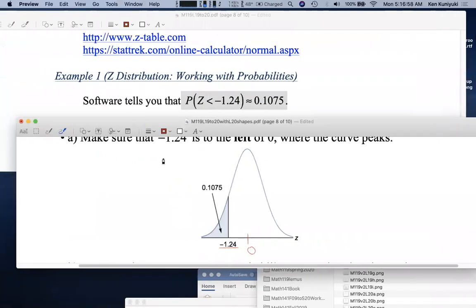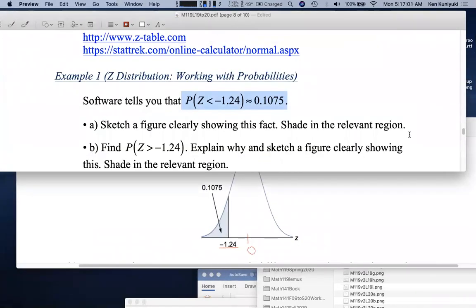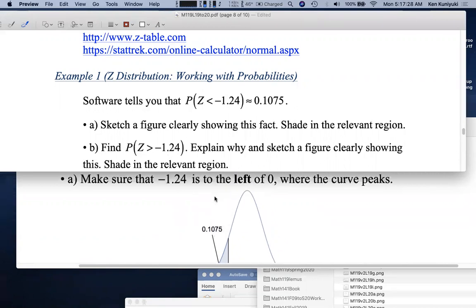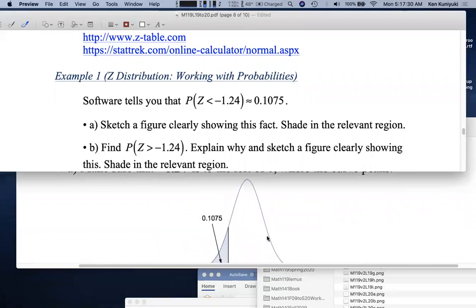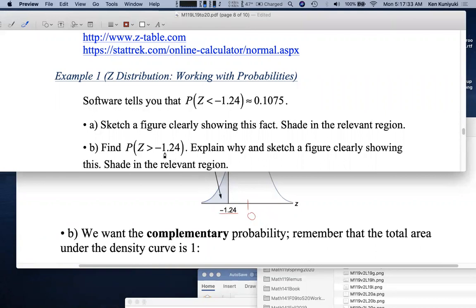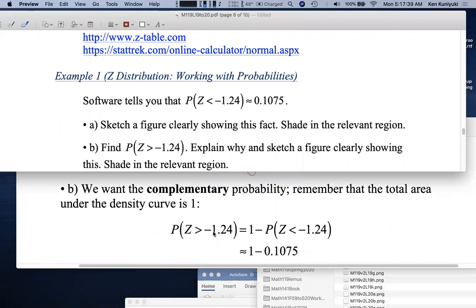1.24. Okay. Part B, find the probability that, as a result of this hint, z is greater than negative 1.24. What is the probability that z is greater than negative 1.24? And again, remember, it doesn't matter whether there's a bar there or not. Well, we want here a right tail probability. How do we get a right tail probability? Well, what's the total area under a probability density curve? It's 1. So to get the complementary probability, whether there's a bar there or not, we subtract from 1.